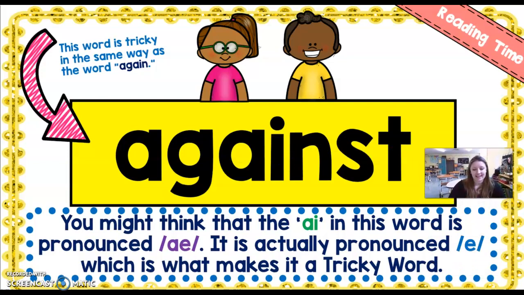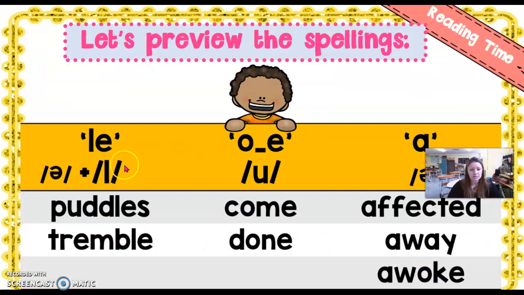Okay, you might think that this big old tricky word that the AI says A, because normally AI says A, just like in the word again. This one is a rule breaker because this AI says eh. So this word says that's a schwa A, against, just like this word says again. What does it mean if you're against someone? Does that mean you're with them? Or you are opposite of them, maybe fighting against them or competing against them. Yes, you're opposite or competing. Good. So some of the spellings you're going to come to are schwa plus L, which you're practicing in some of your spelling words this week.